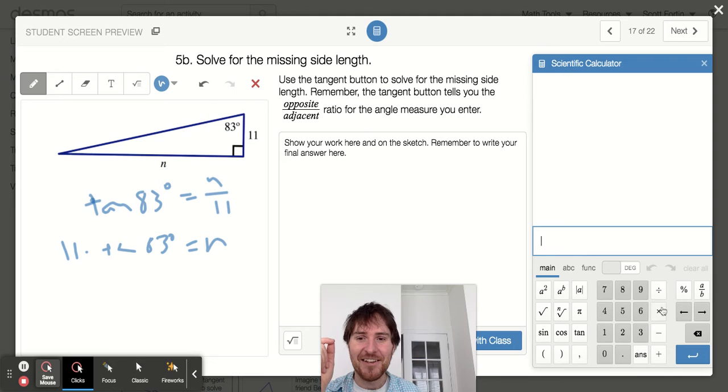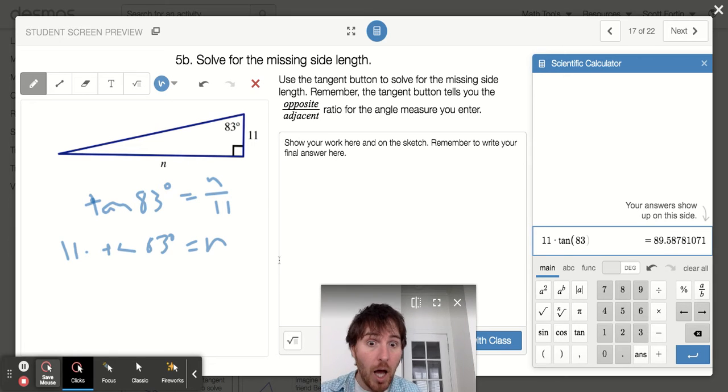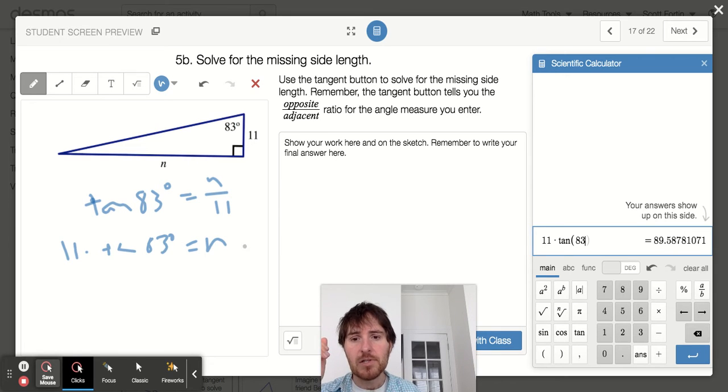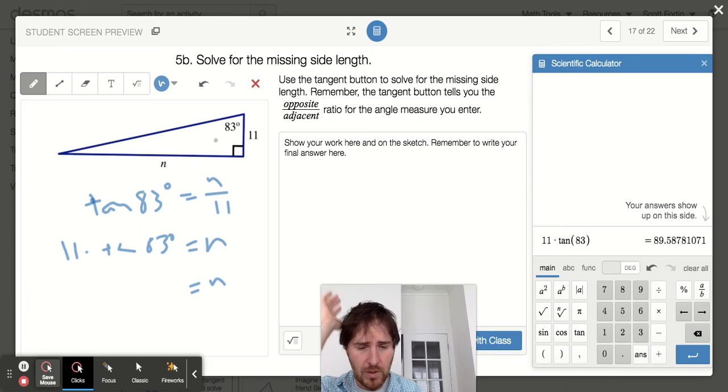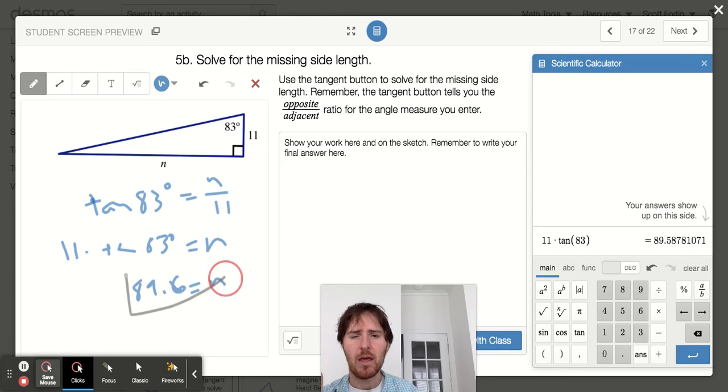So let's do it here. 11 times tangent of 83. We're in degree mode, good to go. 89.5, so n equals about 89.6. Our opposite side is way larger than our adjacent side because that angle is approaching 90. We're getting towards the largest acute angle we could have, which would be 89.9 repeating. Round up to 89.6 for the n, and we're good to go. It says, remember to write your final answer here. Hopefully you read it over there too.